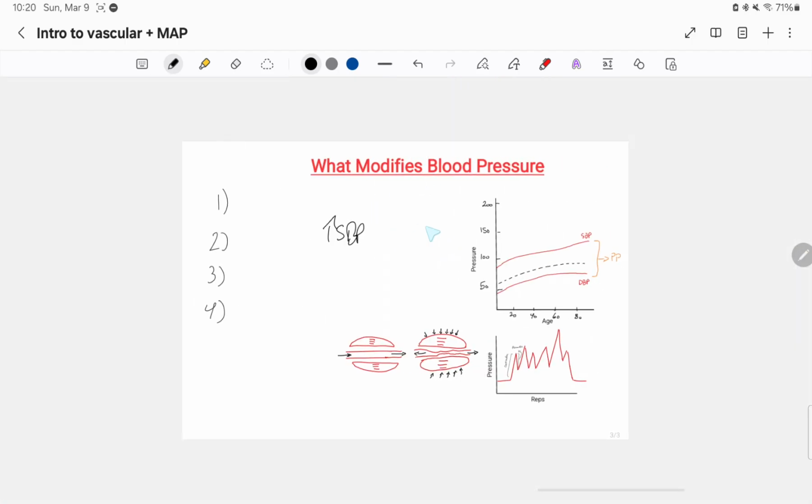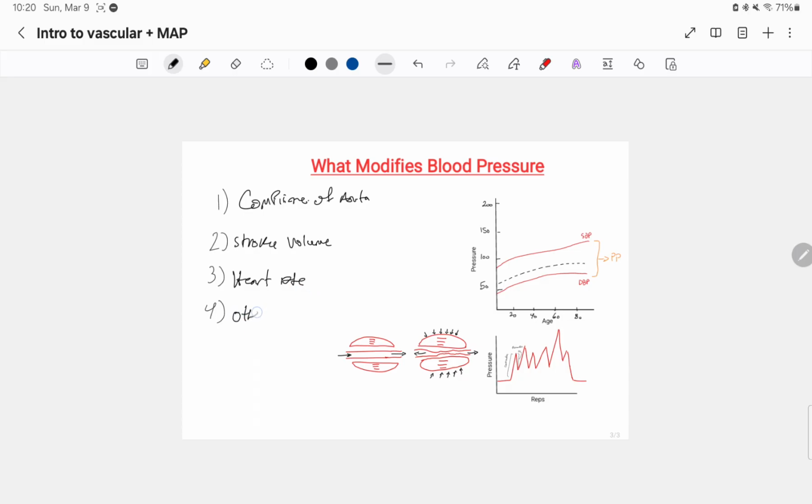So right now, I'm going to look at what can modify the blood pressure. Well, many things can modify the blood pressure. One of them is the compliance of the aorta. Another one is, for example, stroke volume. Another one is your heart rate.